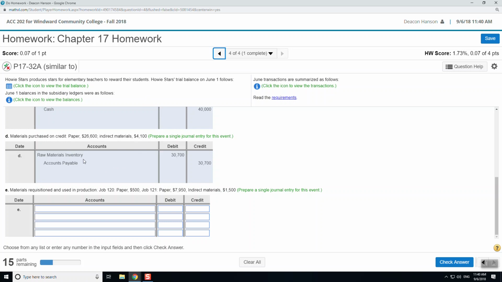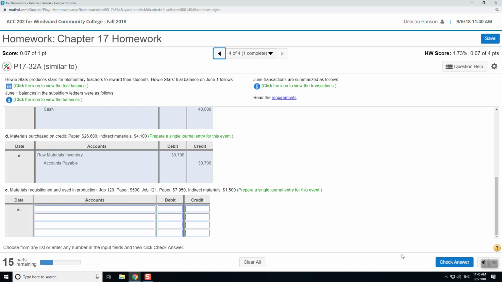So as we start a new job and we need material, we're going to move that material out of raw material and into work in process. Now the indirect material is going to go to an overhead account before it comes to work in process. Okay. Let's see. Material, okay, so here, I kind of spoke before I needed to, but this is where we apply it, right here in the problem. Materials requisitioned and used in production.